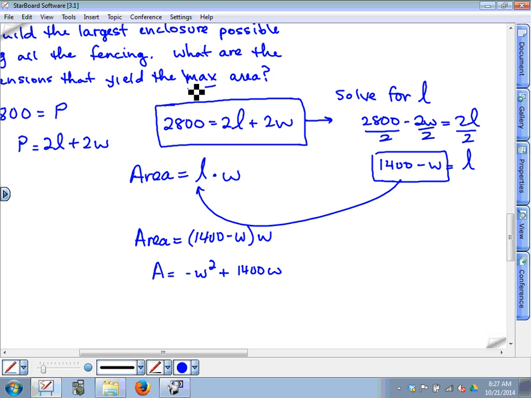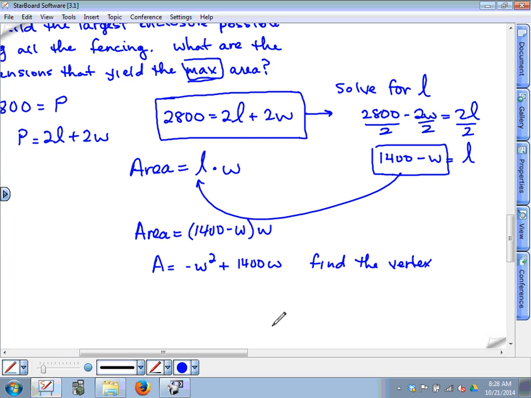Why did I say this was the key word again, the max area? The vertex, that's all this is. This is another vertex problem, because this area function describes the area in terms of the width. It's an upside down parabola, so the top of the parabola is going to be the maximum area. So all we're doing now is find the vertex. So instead of x equals the opposite of b over 2a, we're going to use w equals the opposite of b over 2a.